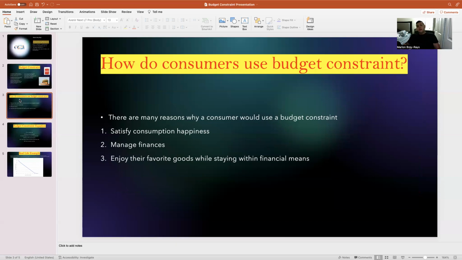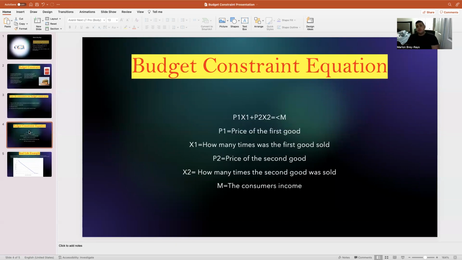Now, how do consumers use budget constraint? There are many reasons. They do it to satisfy their consumption happiness, manage their finances, and enjoy their favorite goods while still staying within their financial means. What does this mean? If I have $150 a week, how many Cokes or how many burgers could I consume to make me happy without breaking the bank? That's really the definition behind it.